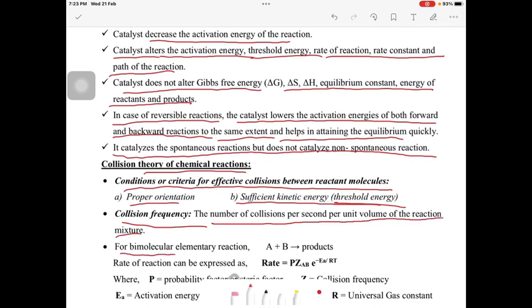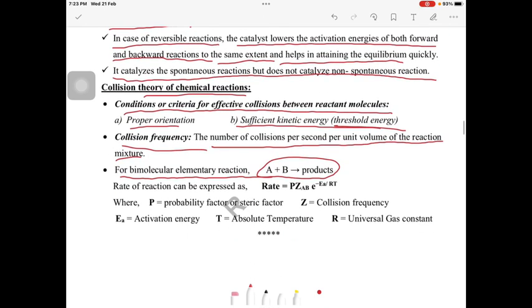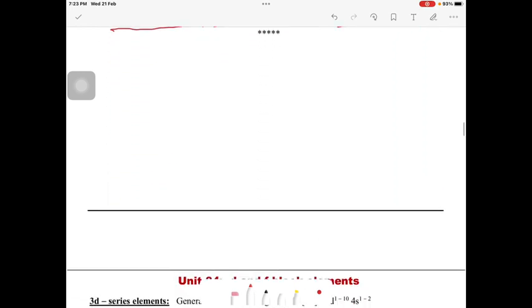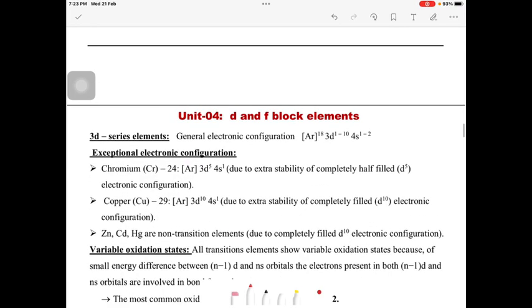For a bimolecular elementary reaction, A plus B gives product. Rate of reaction can be expressed as rate = P Z_AB e^(-Ea/RT). P is proper orientation, Z is collision frequency, R is universal gas constant, T is absolute temperature, Ea is activation energy. That's it. Next, fourth chapter, d and f block elements.